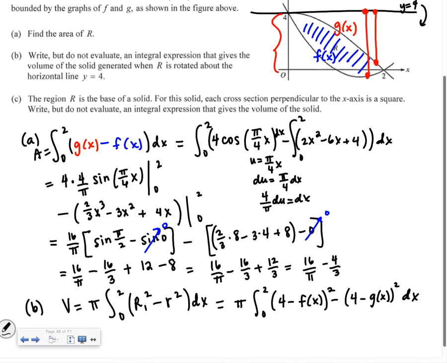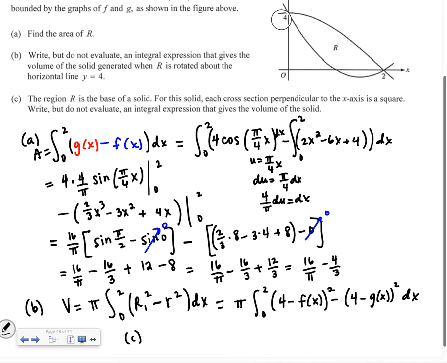All right, and then C, the region R is the base of a solid. For this solid, each cross-section perpendicular to the x-axis. So whenever I say perpendicular to the x-axis for these ones, it means I'm making all my chops like this. So my x is changing, so I'm integrating with respect to x. So whenever you see that, integrate with respect to x. And these are going to be squares.